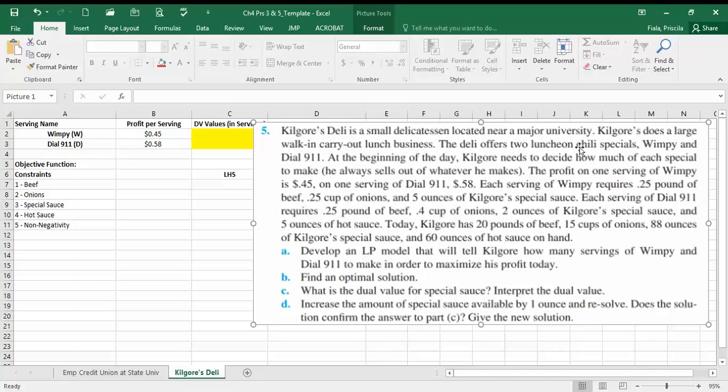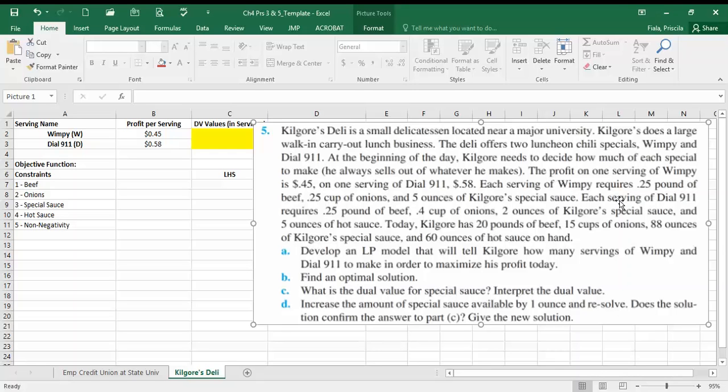Okay, so one is the Wimpy and the other one is the Dial 911. Well, what I understand is that since these are chili specials, I believe the Wimpy is for the people who don't care for hot sauce, and the Dial 911 are for those who really like hot sauce, like myself. At the beginning of the day, Kilgore needs to decide how much of each special to make.